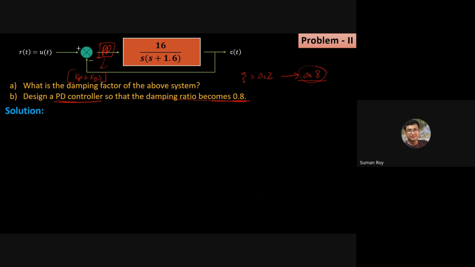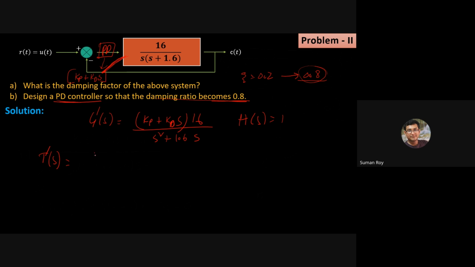Okay. So what will be, again, now convert, I mean, new G dash. What will be new G dash s? It looks like (Kp plus Kd s) into 16 by (s square plus 1.6s). I think you all agree, and H(s) equal to 1. So using this, you can easily create the transfer function of this one, or T dash s, the modified transfer function. This will be G dash by 1 plus G dash H, right?